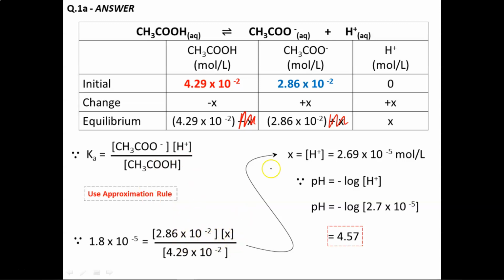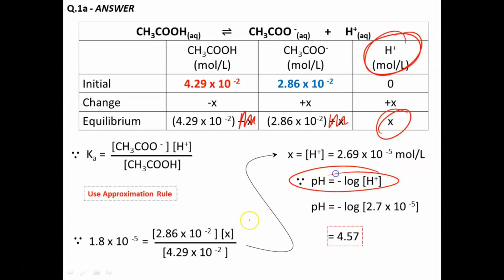When we solve for x, you'll get 2.69 times 10 to the power negative 5 moles per liter. And since x also represents the hydronium concentration, I can then punch it into my pH calculation. From there, we get a pH of 4.57.